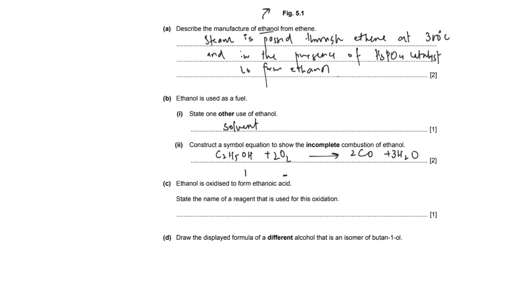Ethanol is oxidized to form ethanoic acid. State the name of a reagent that is used for oxidation. You can write the name of the oxidizing agent, potassium manganate.